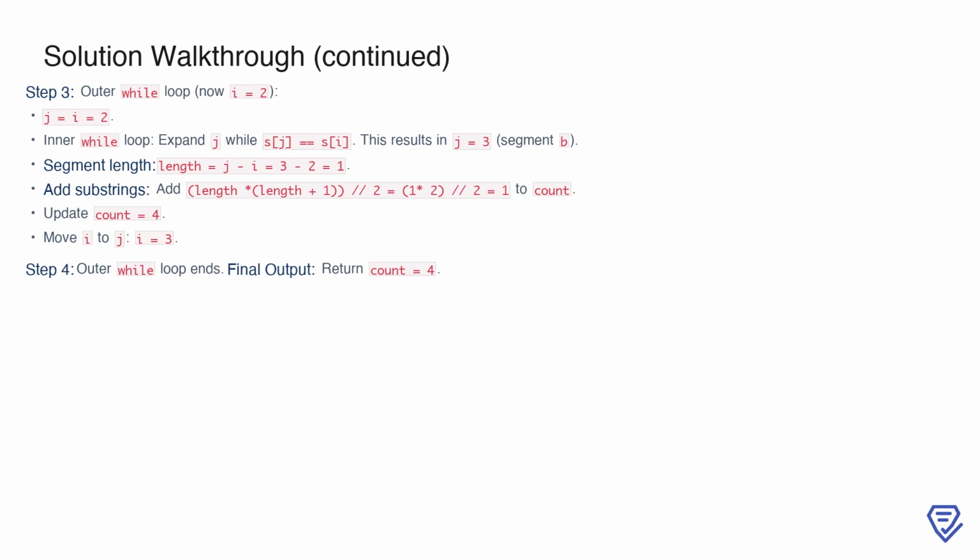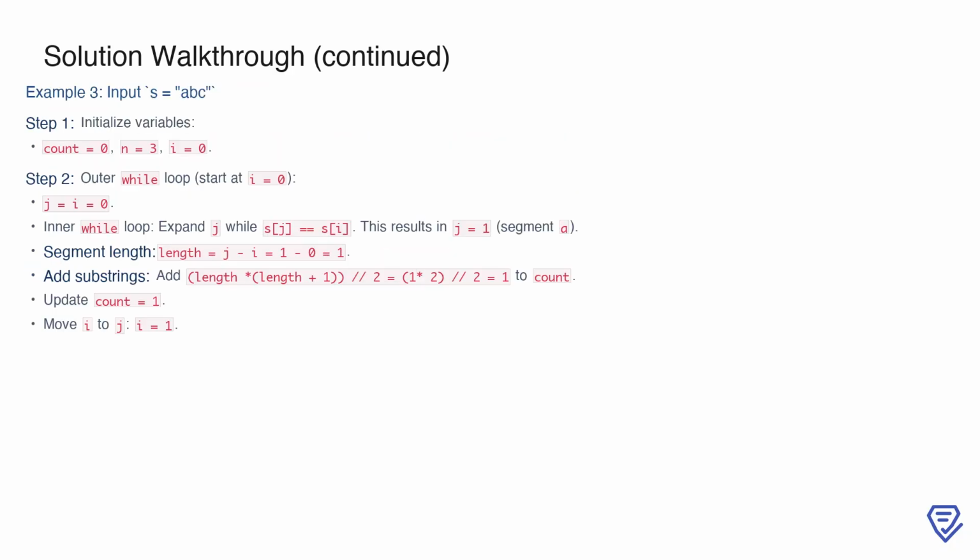The length of the segment is calculated as j minus i, which equals 1. Using the formula length times (length plus 1) divided by 2, the number of substrings in this segment is calculated as 1. Adding this to count, we update it to 4. We then move i to j, setting i to 3. With i now equal to n, the outer while loop ends, and the function returns count equals 4.